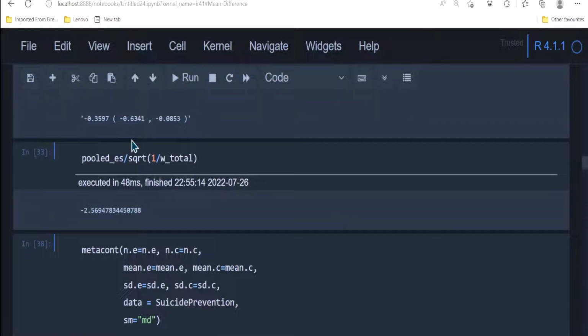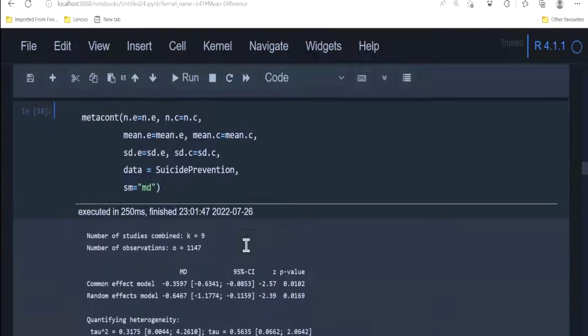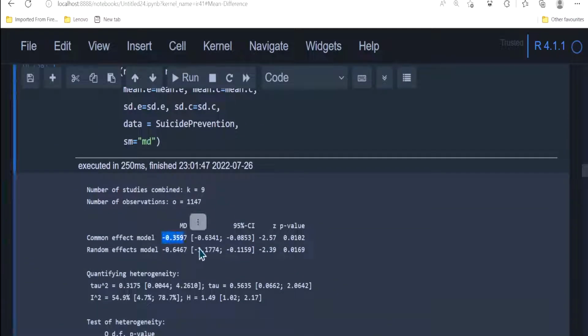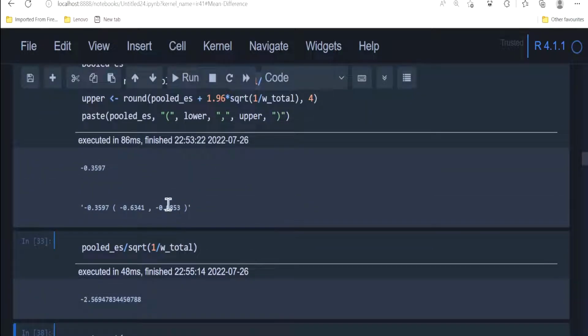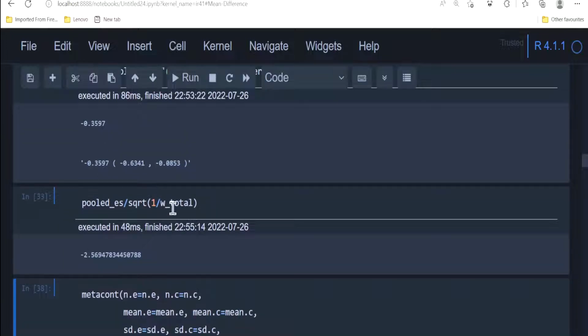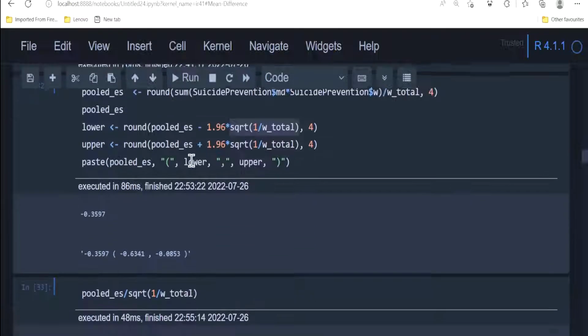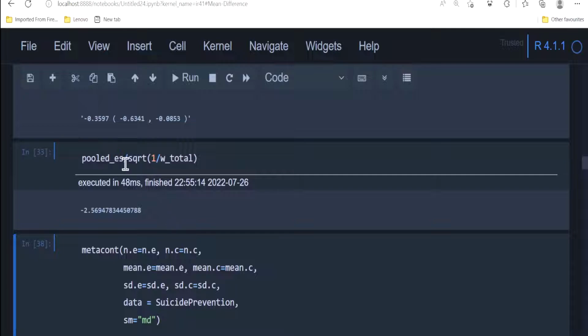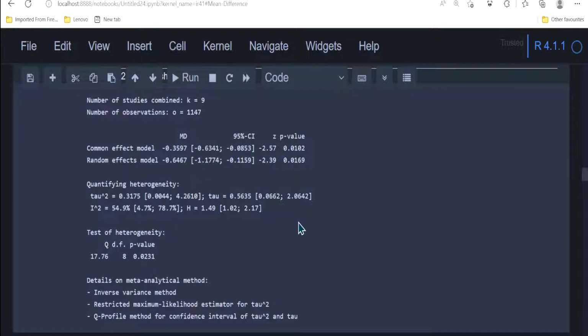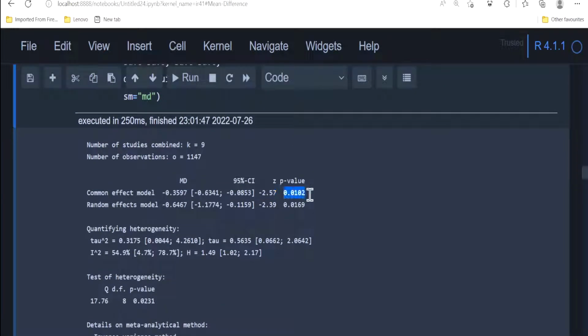So now my effect size is showing me minus 0.53597. This is how we calculated it. And then the confidence interval is also minus 0.63412 to minus 0.853. This is exactly how we manually calculated it. So that means our equation here works very well. And the last thing we calculated is the z-stat. Our z-stat is approximately minus 2.57. And let's see the z-stat. Yes, bingo, minus 2.57. And the p-value is about 0.0102.